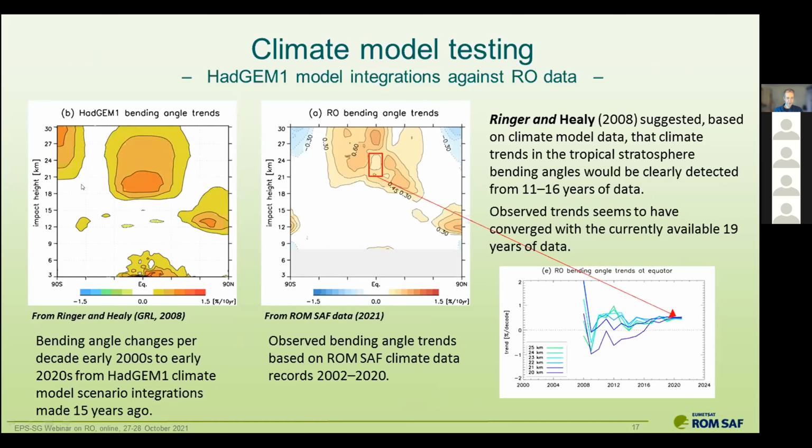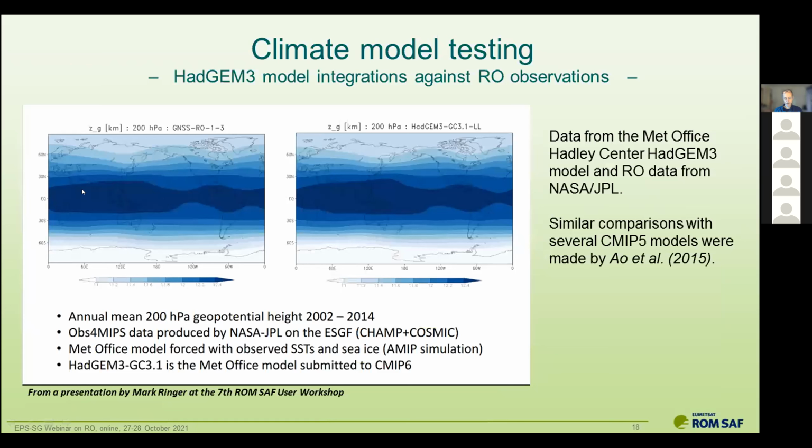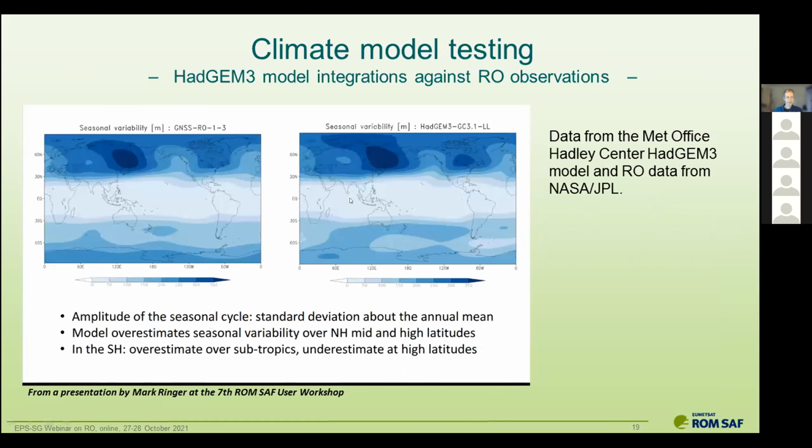Slightly lower correspondence at high latitudes, which is to be expected because the variability there is much larger. So yes, and a few other examples here of comparisons between our data and models done by Mark Ringer at Hadley Center using data from NASA JPL. Here looking at just annual mean geopotential height distributions, and here looking at the amplitude of the seasonal cycle.